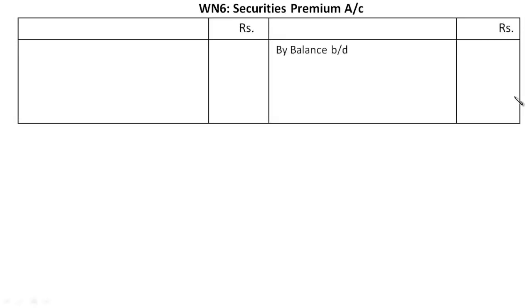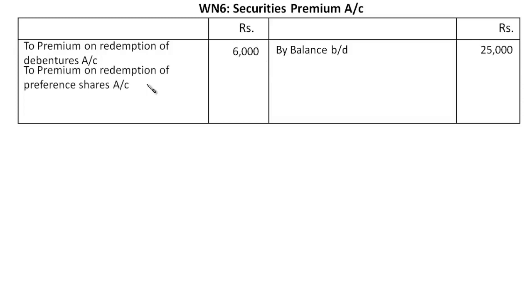So we'll have a working note 6 for securities premium. It had an opening balance of 25,000. This is used for two purposes. One, for accommodating the premium on redemption of debentures, which is 6,000. The other one for preference shares, which is 15,000. So now you have a closing balance of 4,000. So this account is closed. So what is more important is this 21,000 is not routed to P&L. So your funds from operation is not affected because of this 21,000. This should be kept in mind.